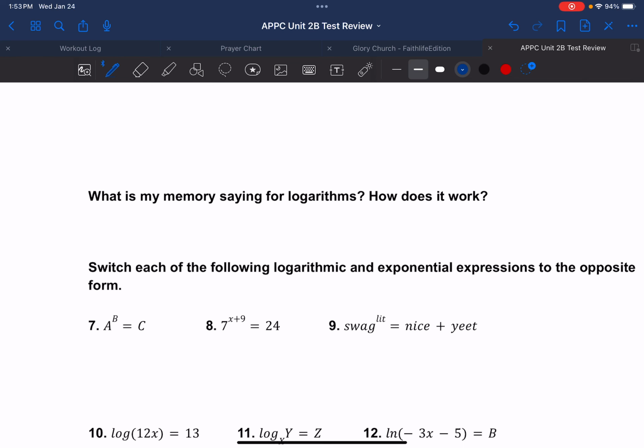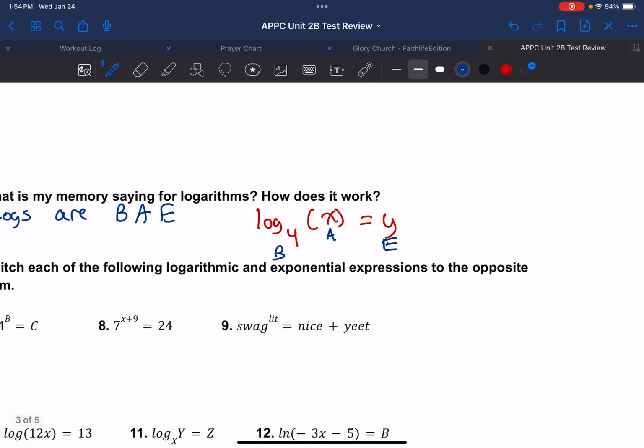And what is my memory saying for logarithms? Logs are bay. If I have this random logarithm here, log base 4 of x equals y, you label this as b for my base. Logs are bay. This is my a, and this is my e. So if I want to write it in exponent form, my base for my exponent is 4. My exponent is y, in exponential form, I should say. And then my argument moves to the other side and is x.